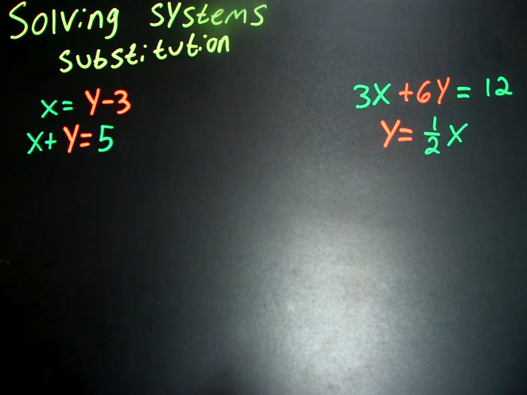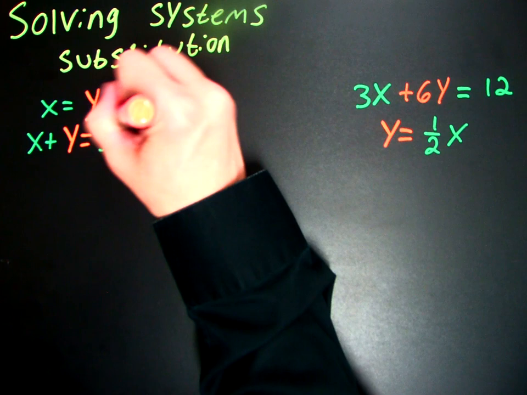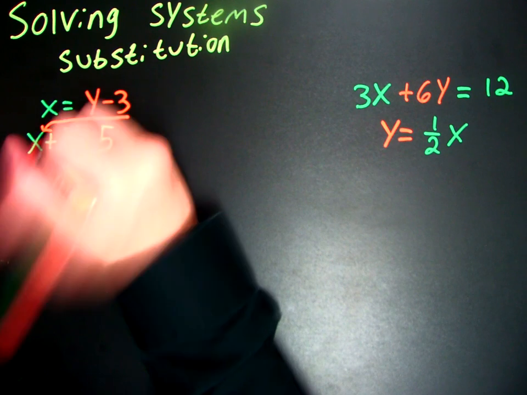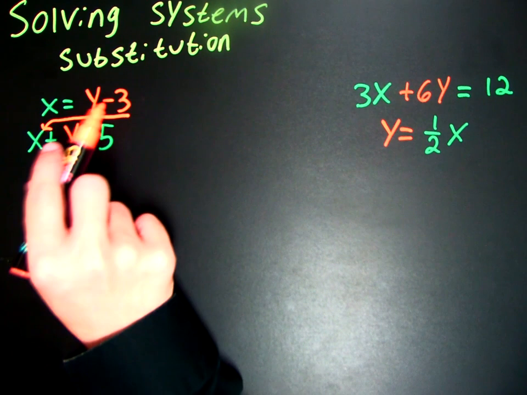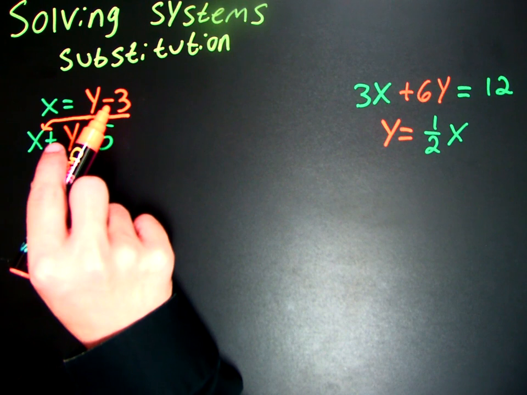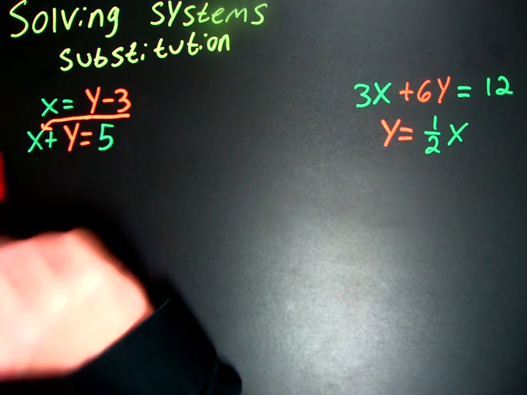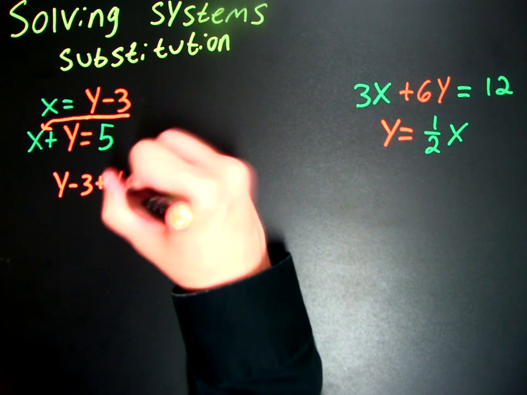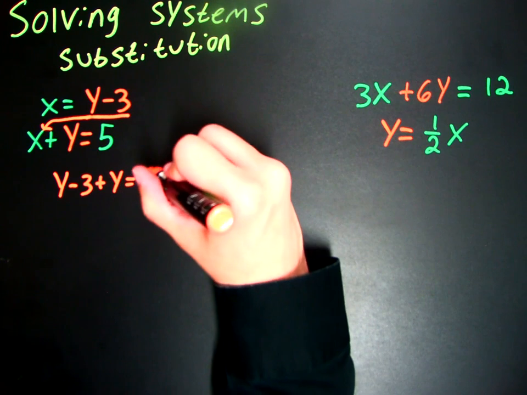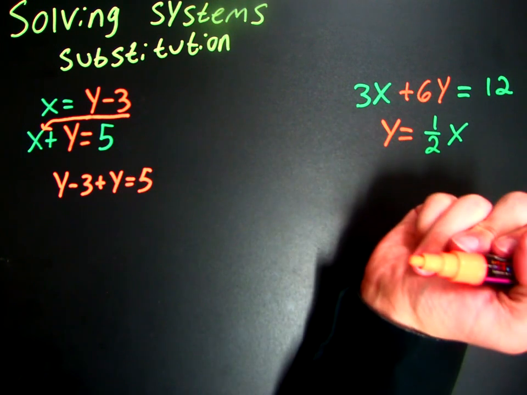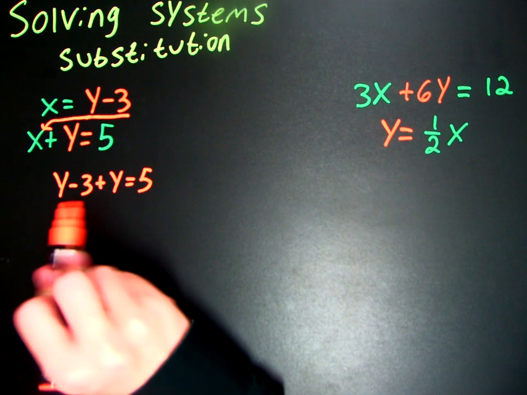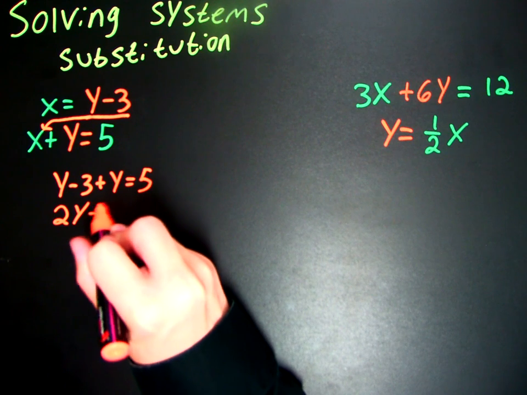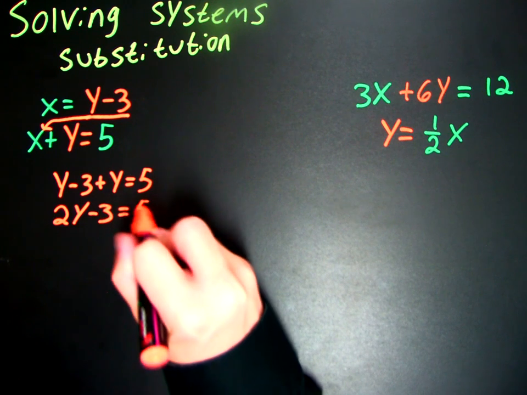all you got to do is take whatever that thing is equal to and plug it in wherever you see it again. So since x is equal to y minus 3, I plug in y minus 3 for the x. And I end up with y minus 3 plus y equals 5. I can combine the y plus y, so I get 2y minus 3 equals 5.